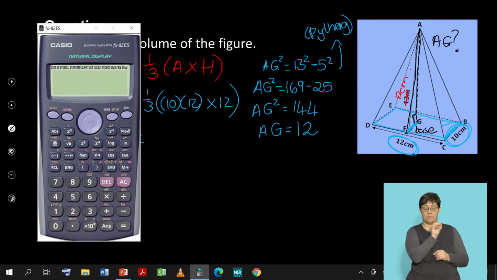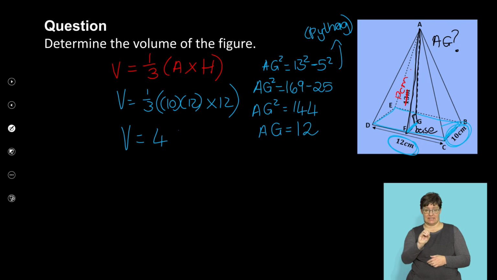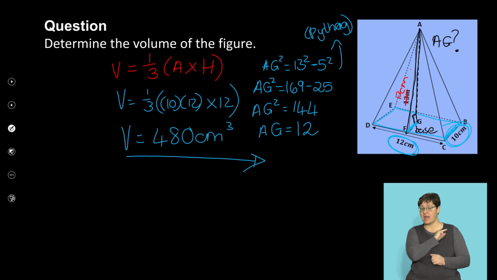So we're going to have a third multiplied by 10 times 12 times 12. So we can see that this rectangular pyramid has a volume of 480 centimeters cubed. Again, just a reminder, I've said cubed because it is the volume calculation. Let's go to the next example, everyone.